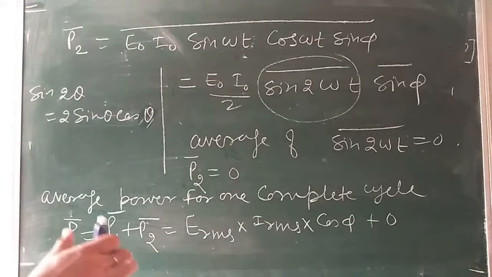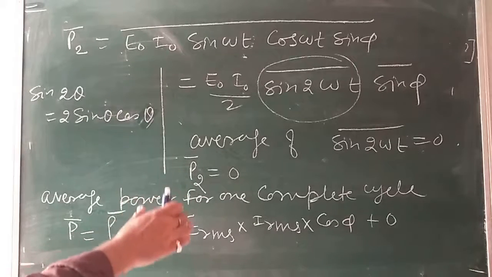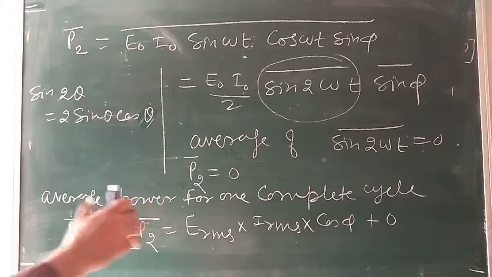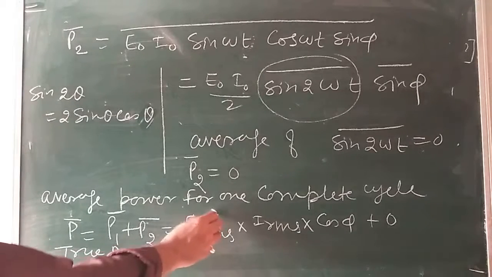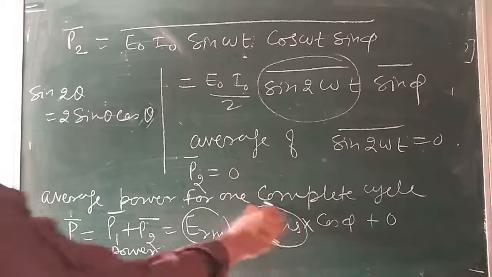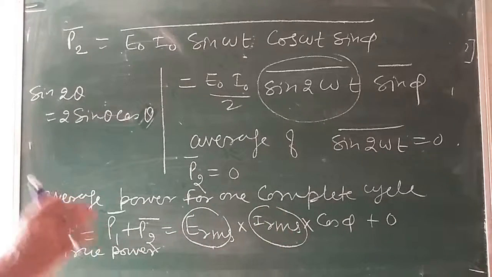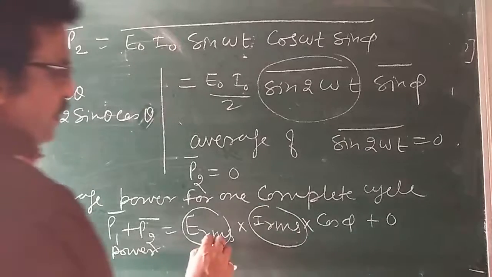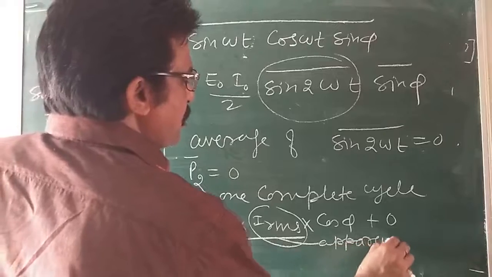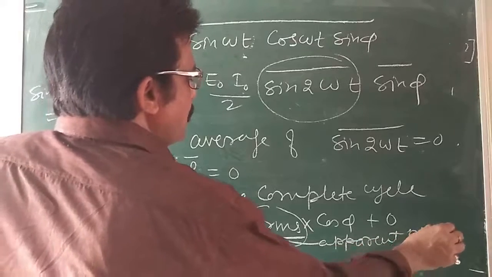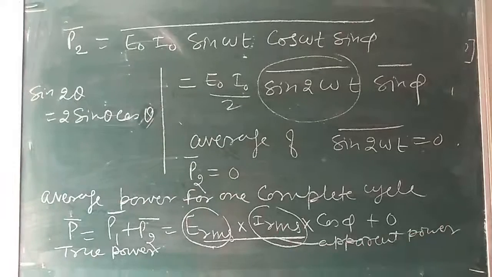So dear children, average power is also known as true power. It is clear? So the quantity ERMS and IRMS here, the product of ERMS into IRMS, is known as the apparent power or virtual power.